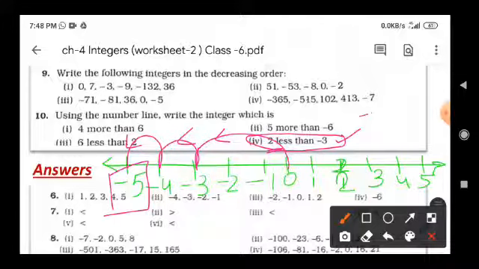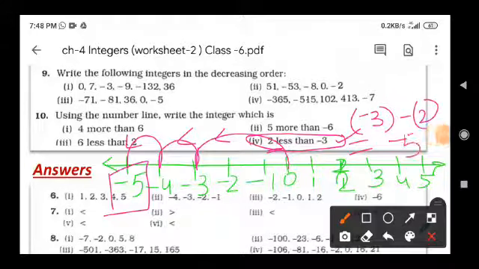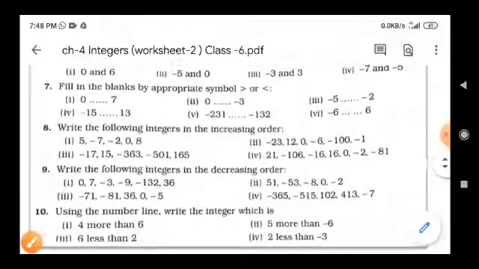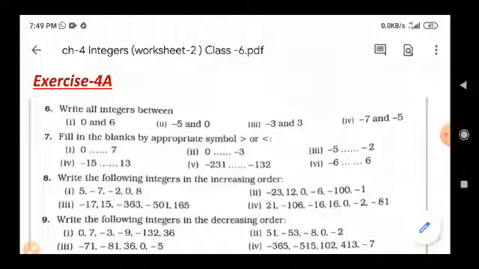And how to write this number? Negative 3 minus 2. Okay, so when we solve it, we will get -5. We will learn the addition in next class, then it will be more clear to you. So you have to do these question number 6 to 10, all the parts which is given in this worksheet in your maths notebook. Thank you and have a good day.